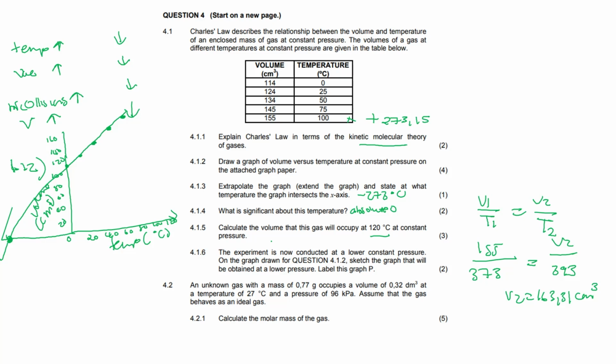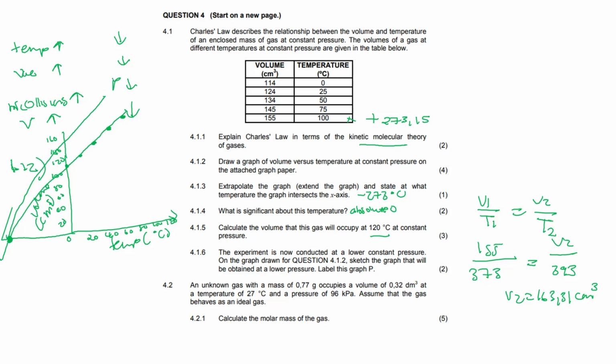Then they ask us, now the experiment is concluded, and they want us to sketch the graph that will be obtained at a lower pressure. So a lower pressure has a steeper gradient. So all we do is we just draw a line that is a bit higher than this line, like that. And that is it. And we will label it P.